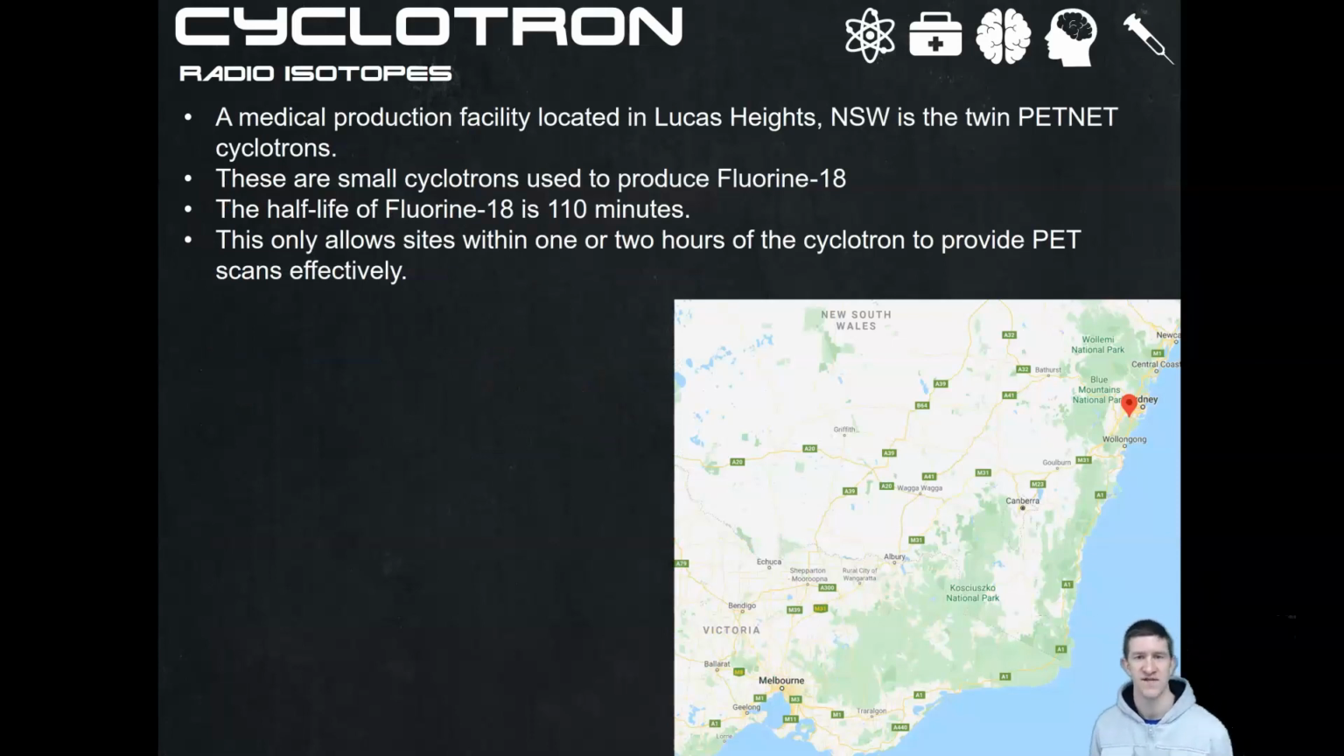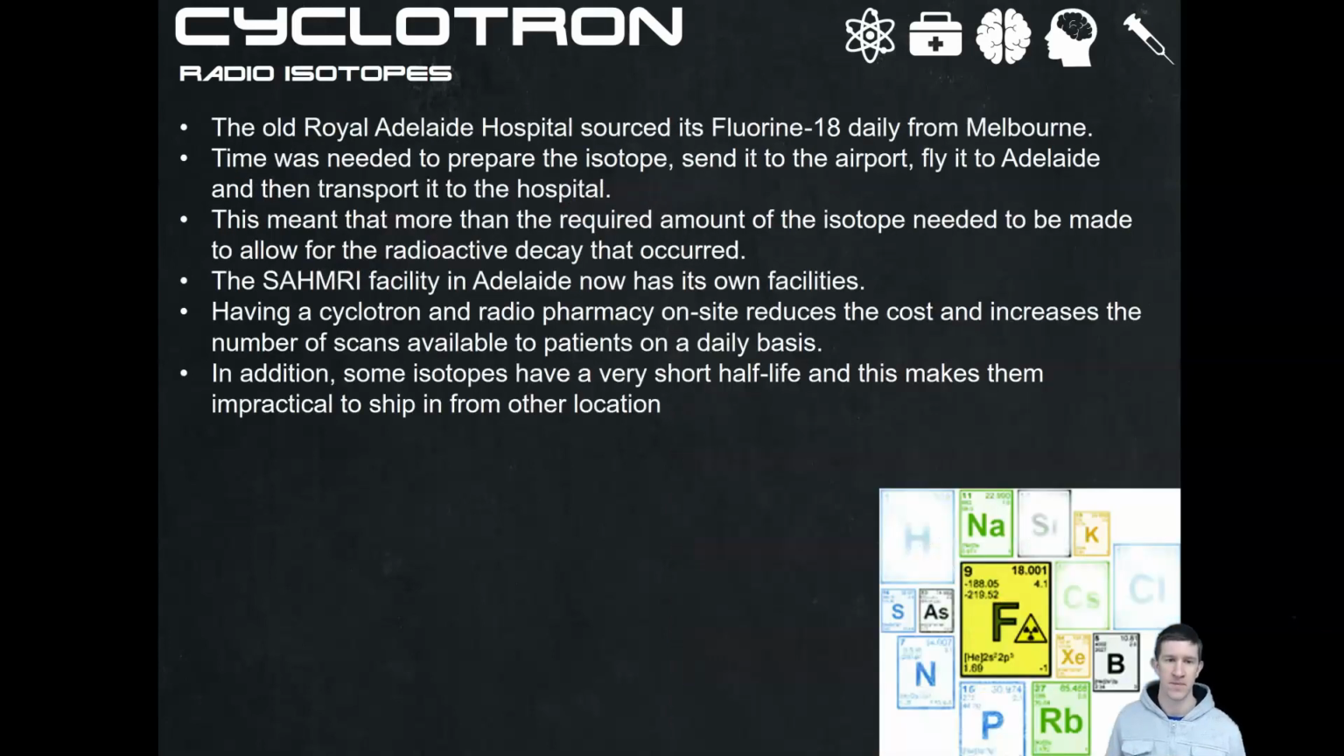A medical production facility located in Lucas Heights, New South Wales has the twin PETNET cyclotrons. These are small cyclotrons used exclusively to produce the fluorine-18, but the half-life of fluorine-18 is 110 minutes. So this only allows sites within about 2 hours max of the cyclotron to be able to provide PET scans. So ordinarily we would have to send people up to New South Wales to have this scan because it's just not possible to get it down here and use it in time.